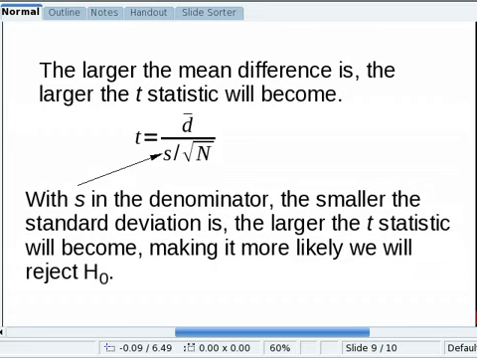So the larger the mean difference is, the larger the t-statistic becomes, and with s in the denominator, the smaller the standard deviation, the larger the t-statistic, and therefore more likely to reject the null hypothesis.